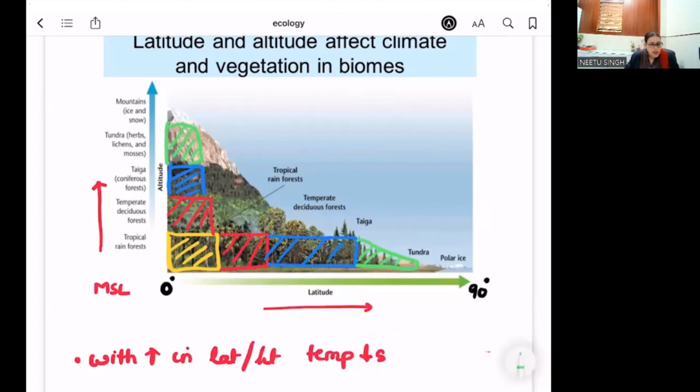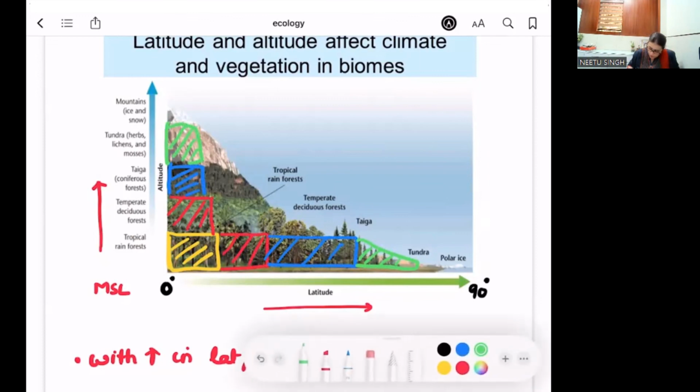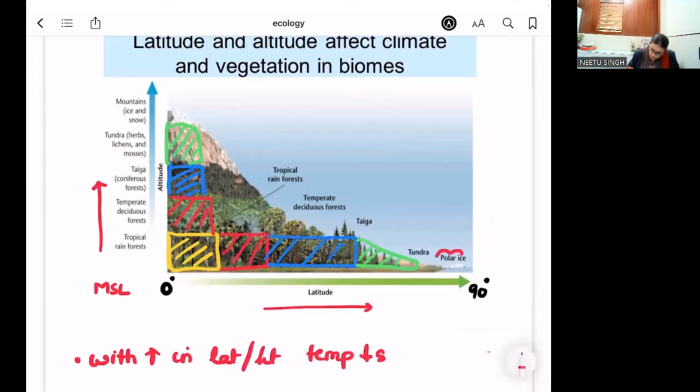Are you understanding it, class? After this, what you see, let me use red color again, but I'll just make it in a bubble. Polar ice here or mountain ice cap here. It is with no habitat. Agreed? It doesn't support life. It's ice cover. Agreed?